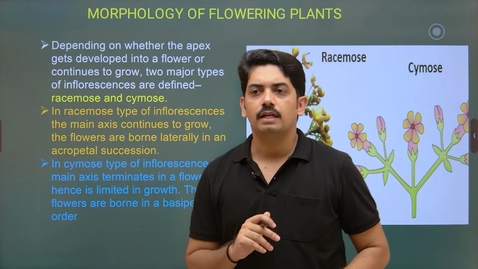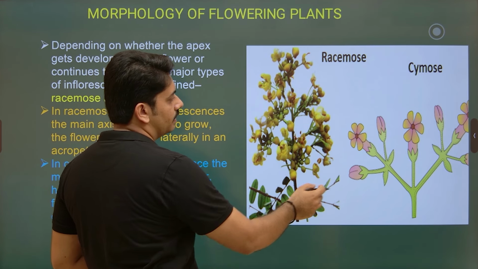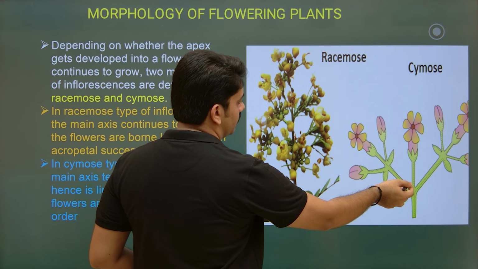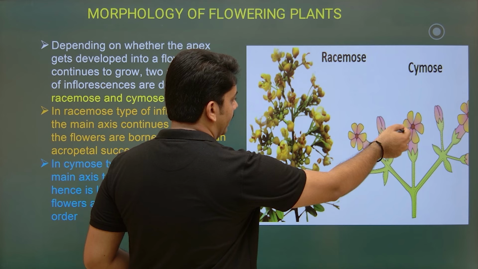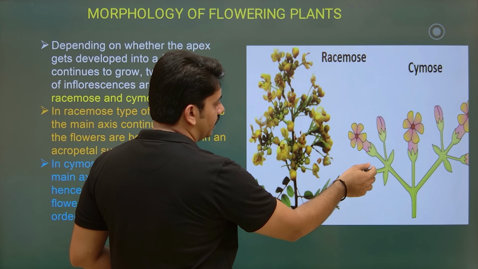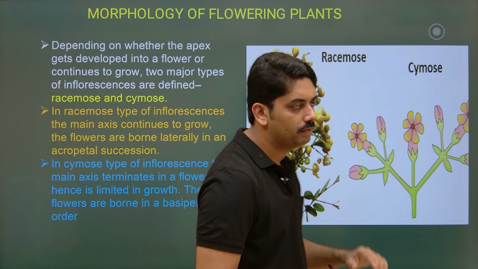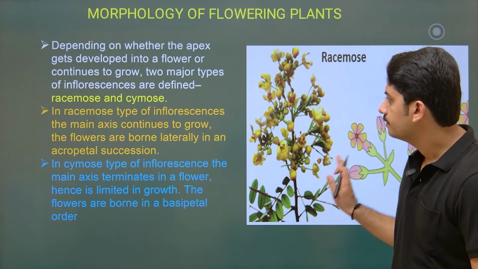Here you can clearly observe that this is the Racemose inflorescence and this is the Cymose inflorescence. The tip of the inflorescence ends with a flower, and here you can see this is the older flower and these two are the younger flowers, and they are at the base of the older flower. Example for basipetal succession.